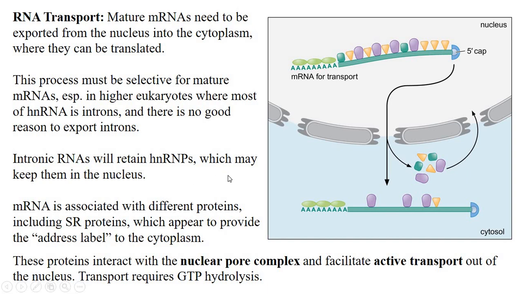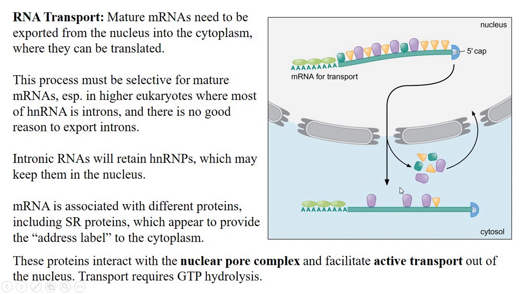So these intronic RNAs will be retained in the nucleus, and these will be retained with these hnRNPs, or if these were spliced differently, with just the snRNPs. So these introns will be kept in the snRNPs, and these will be broken down by the DEAD box helicases, whereas the mRNA will be transported out.